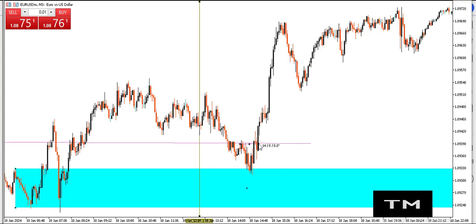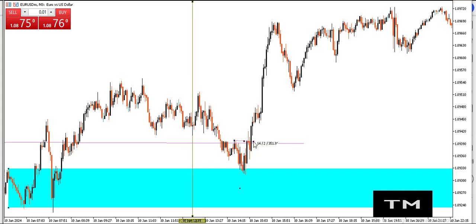Why? Because it took out the body. There was a rejection. Definitely there was a move here. So for me, this is an opportunity for me to enter on the trade.